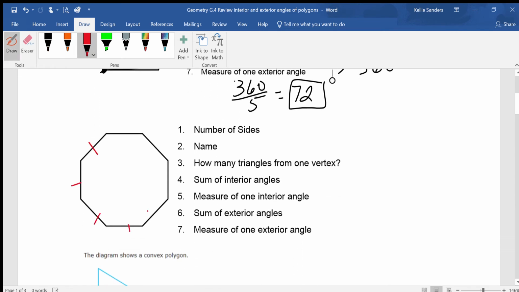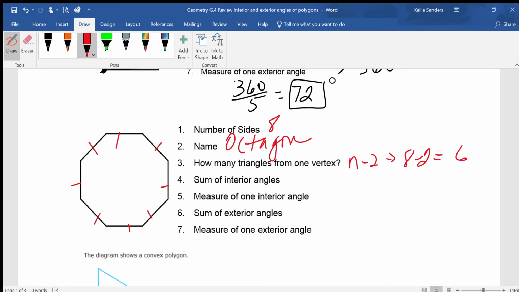1, 2, 3, 4, 5, 6, 7, 8, which is an octagon. How many triangles from one vertex? N minus 2, which is 8 minus 2, which is 6. Sum of interior angles, take the 180 times the 6 triangles that you have inside and get 1080. Measure of one interior angle.